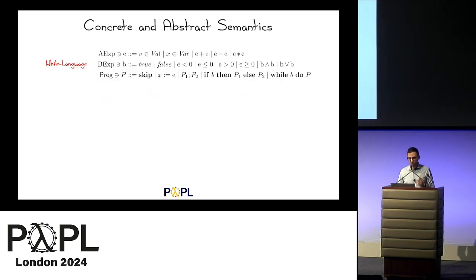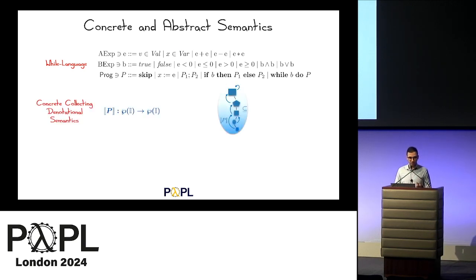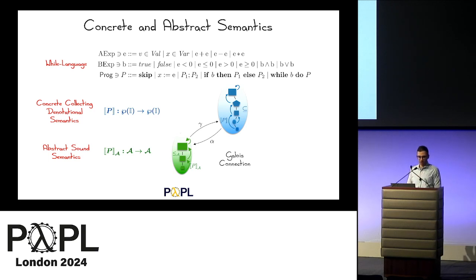So for our purposes, we are going to consider a deterministic while language that we want to analyze. We are focusing on analyzing the output of a program and the numerical properties in this case. So we consider as a concrete semantics a standard collecting denotational semantics. And then we are going to consider an abstract semantics, sound by assumption, over an abstract domain. And we are assuming that between our set of concrete properties and set of abstract properties, we have a Galois connection, so with an abstraction and a concretization function.